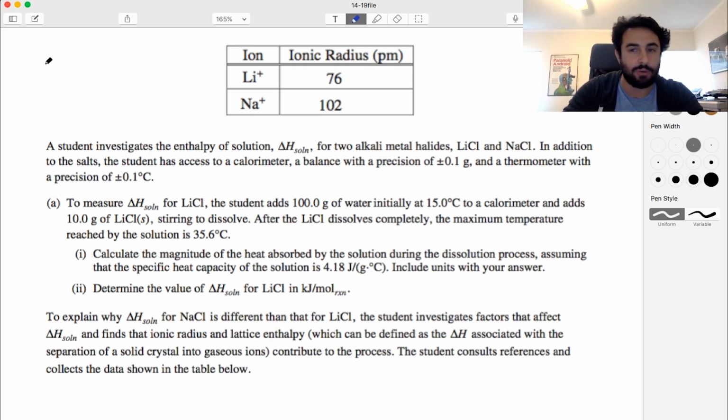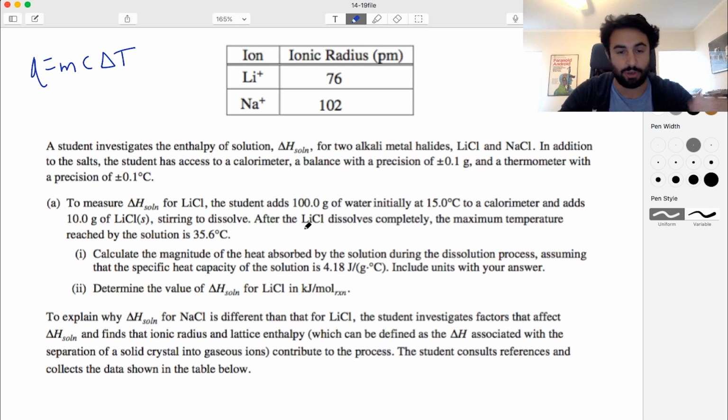Well, we know, first of all, that Q equals mc delta T. Heat exchanged is mass times specific heat times change in temperature. So let's go ahead and plug those in right here. So for mass, we have 100 grams of water and 10 grams of lithium chloride. So we need to be using the mass of the solution, so we have to add those together. We have 110 grams of solution total, right?